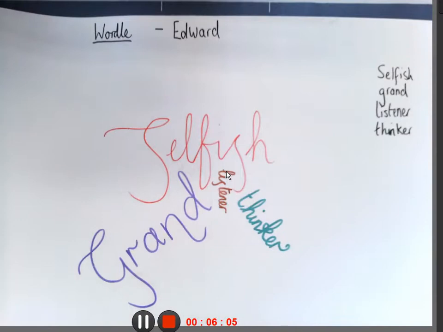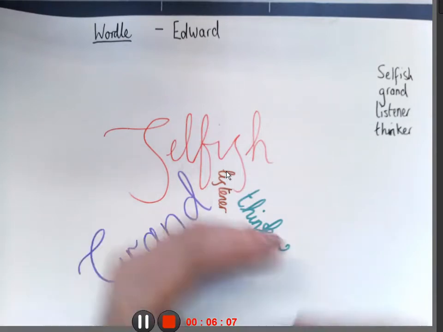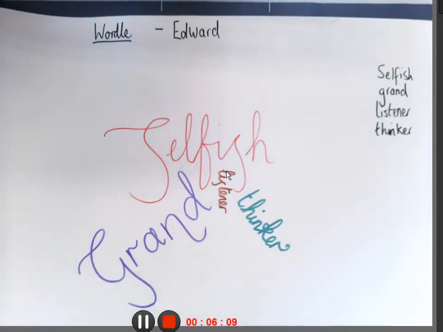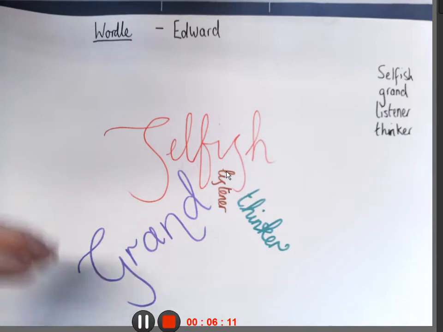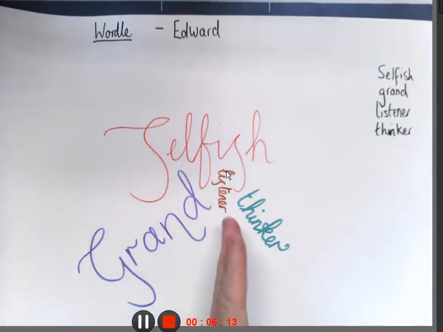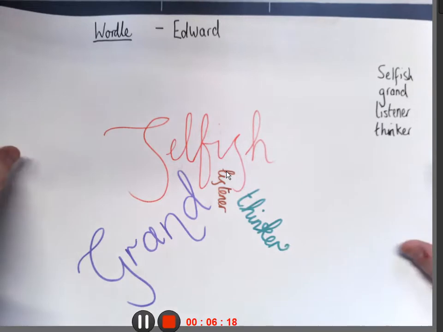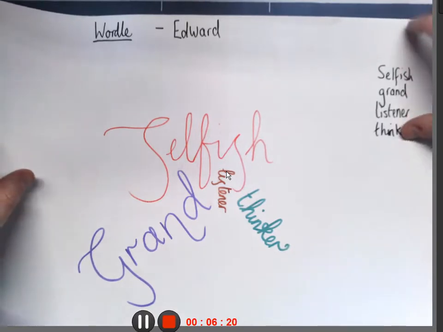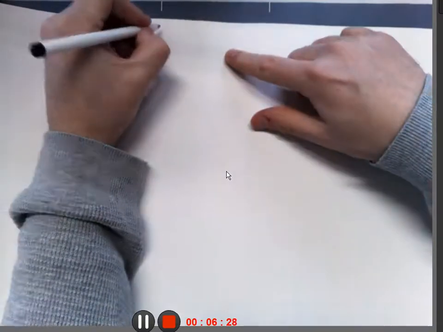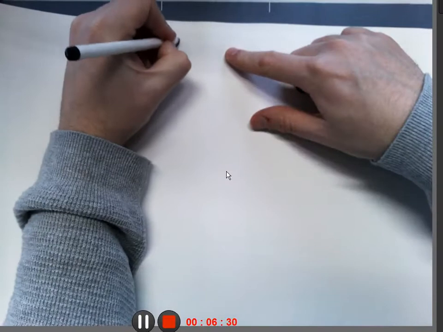It's really a piece of art, and all these words interlock to tell me about Edward's character. He was very grand, he was very selfish, he listened a little bit, and he was a bit of a thinker. Once I've done that one Wordle, I'm going to get a fresh piece of paper or card, and I'm going to do a second Wordle that is about Susanna.